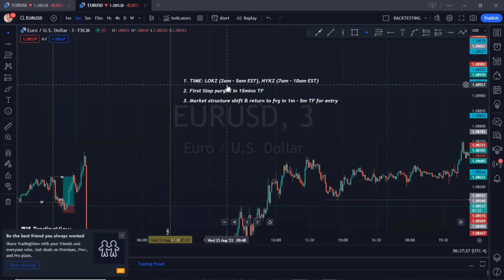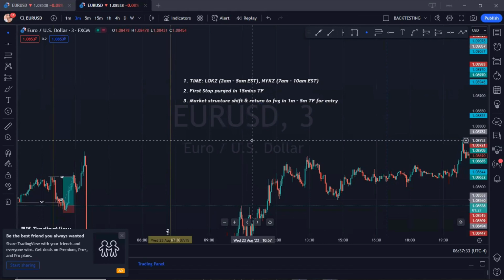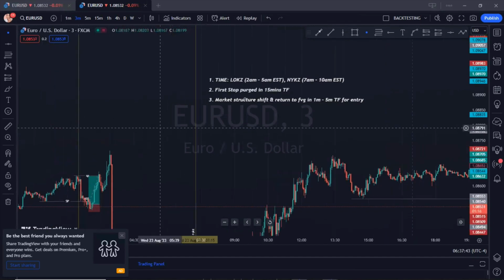this setup is at 2 a.m. to 5 a.m. EST. That is the New York time. So to trade this setup in the London Kill Zone, you wait till 2 a.m. New York time, then you mark it out. It's very, very simple, just like we have here.